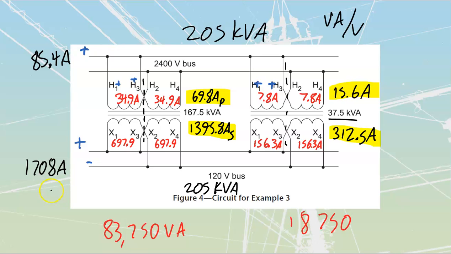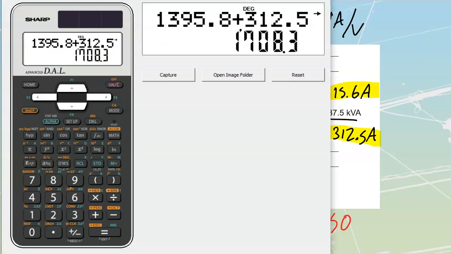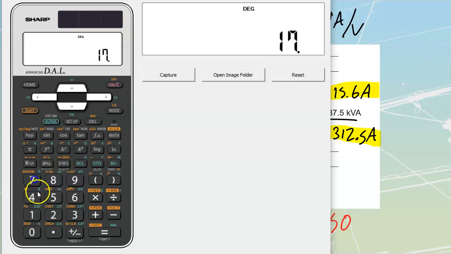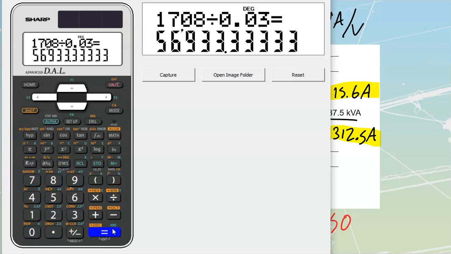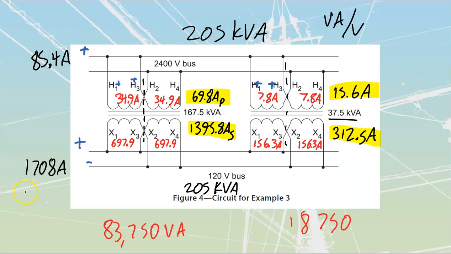If I've got 1708 amps at a 3% impedance, 1708 divided by 0.03, that means that I've got a total available short circuit current, if I were to short this bus together, of 56,933. It's a little different than your book, but that's rounding errors inside of there. 56,933. 56.9 kiloamps short circuit. That's going to be my total available amount.